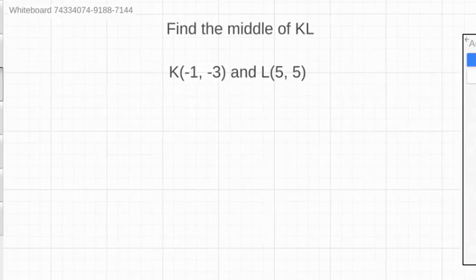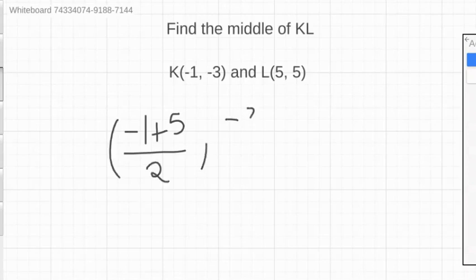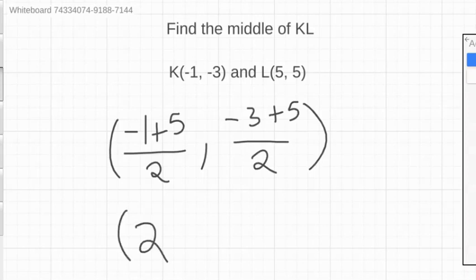Find the middle of KL if K is negative 1, negative 3, and L is 5, 5. Okay, so we're going to plug these coordinates into our midpoint formula, and we would get negative 1 plus 5 over 2 for x, and negative 3 plus 5 over 2 for y. Then we would do the math. Negative 1 plus 5 is 4, over 2 is 2, and negative 3 plus 5 is 2, over 2 is 1, so 2, 1 is our midpoint.